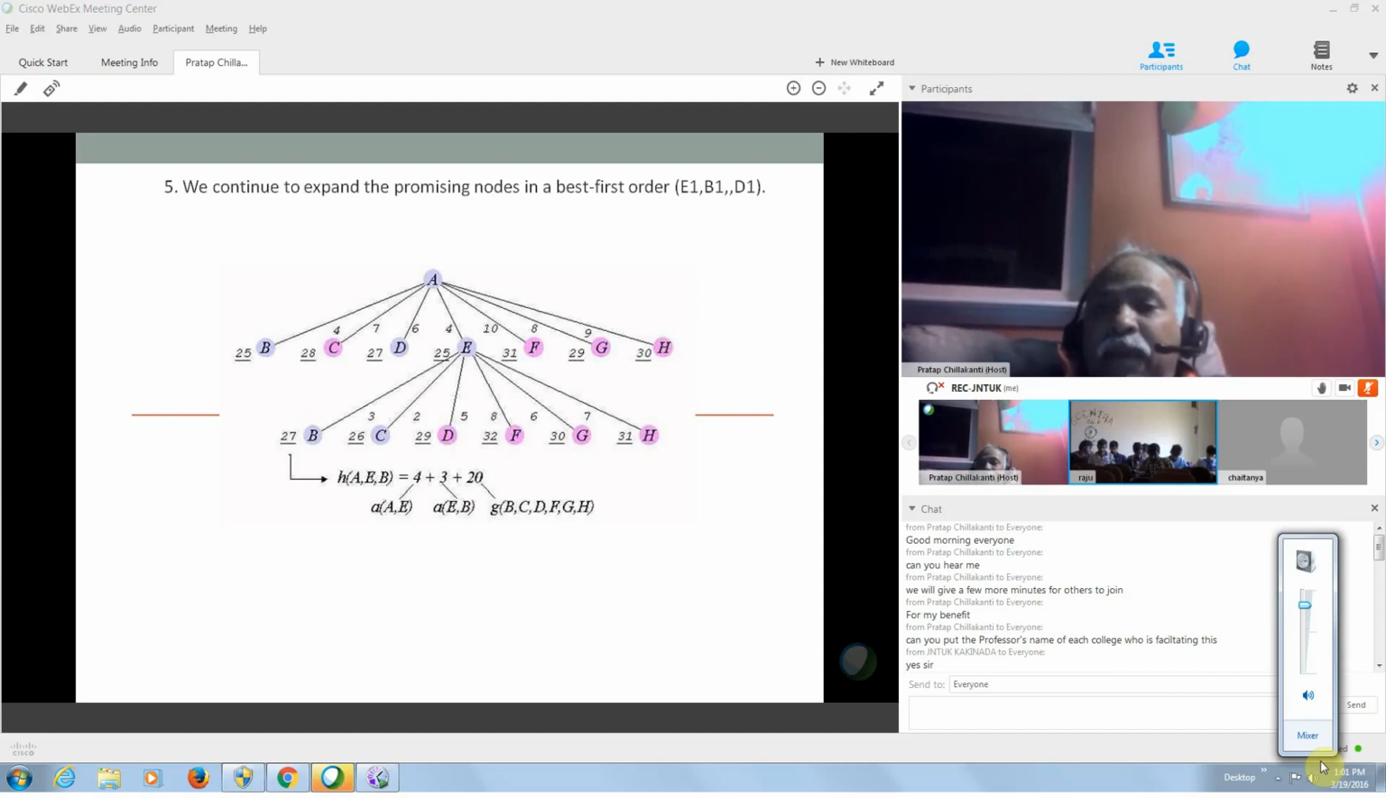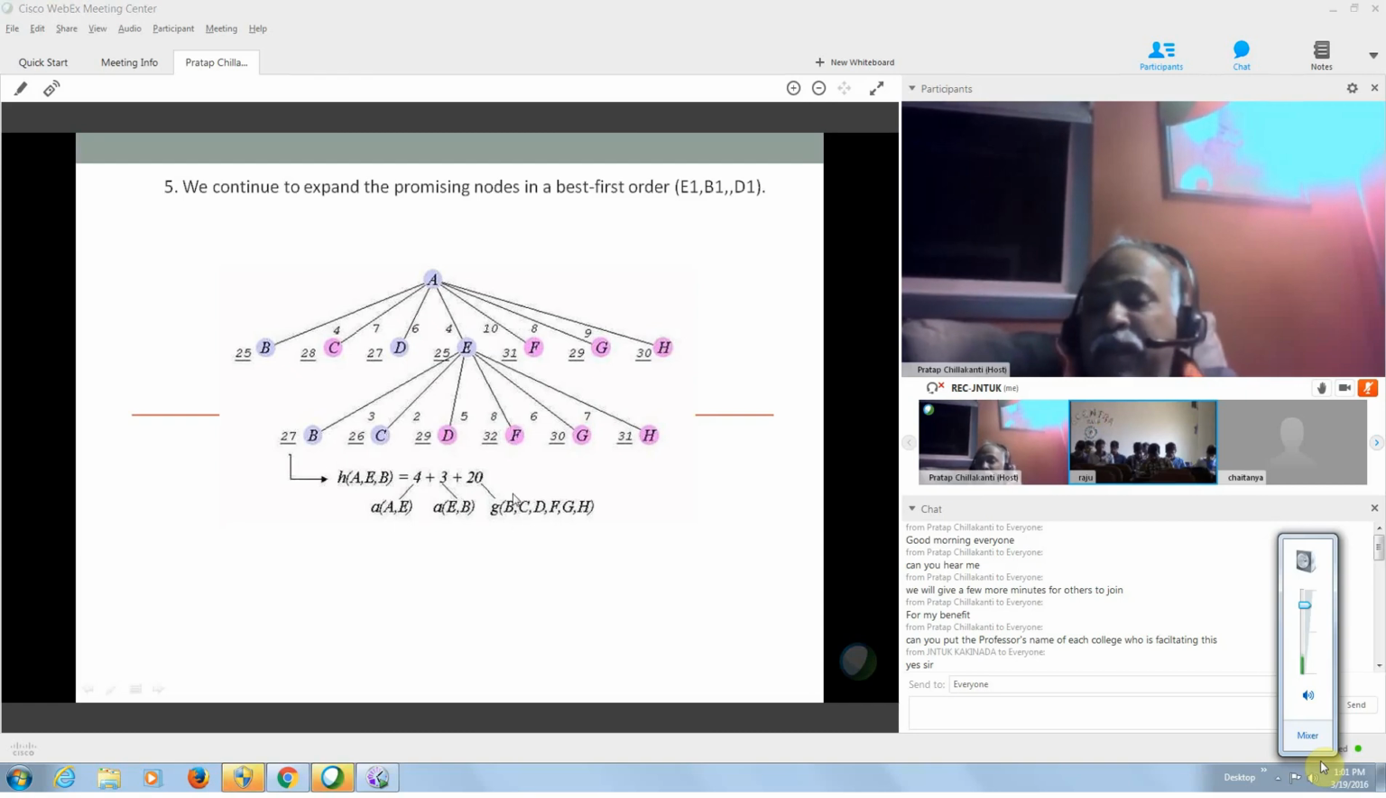Now once you know the promising nodes B, D, and E, you select one of them in a best first order. See, that is the other thing. In a best first order, because for A, D, the value there is 25, you select that one. Then you expand all the neighbors. Remember, from E, where can you go? The non-visited nodes: B, C, D, E, F, G, H. Then you apply the same algorithm again. I did not take the full snapshot of it.